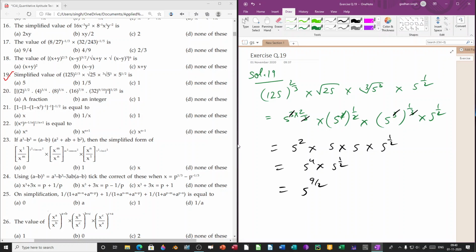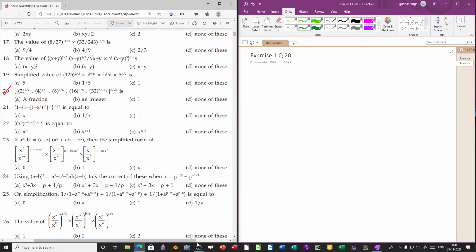So we can see that there is no option like this here. So our correct option in this case will be D. So therefore correct option is D, that is none of these. So with this, question number 19 is complete. Exercise 1, question number 20. So we'll be solving question number 20 now. So solution 20.